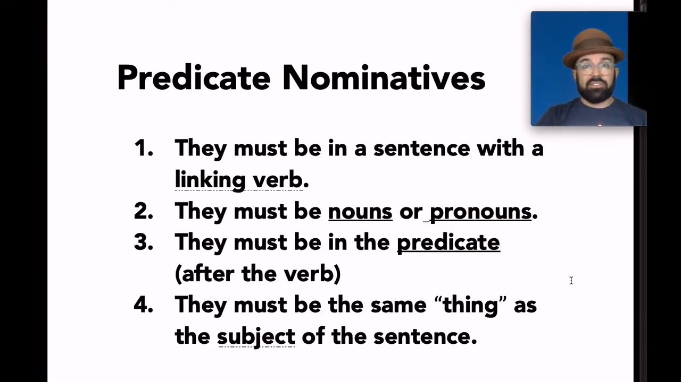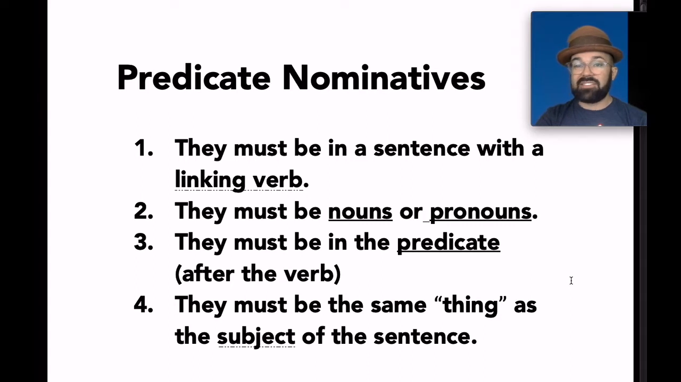Predicate nominatives. First, just like predicate adjectives, they must be in a sentence with a linking verb. That's why the linking verb lesson is very important to understanding predicate nominatives. Number two, a predicate nominative must be a noun or a pronoun. Pronouns are those words that can sometimes substitute for nouns. Number three, they must be in the predicate of the sentence.